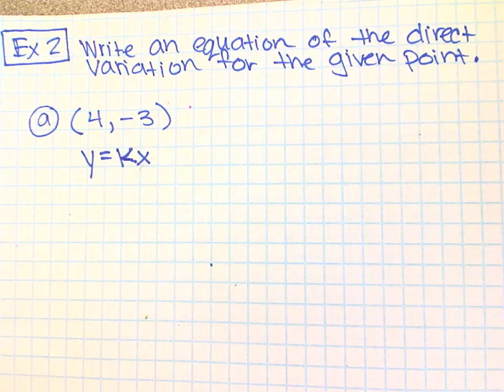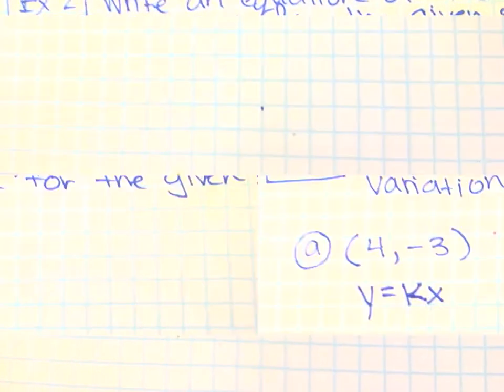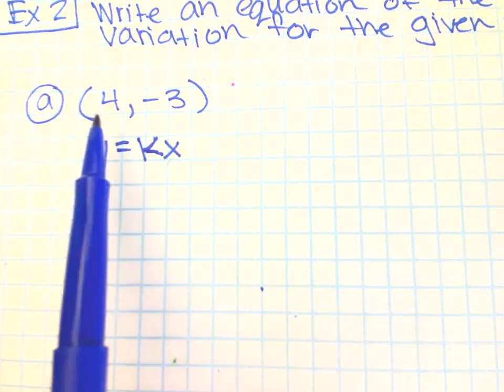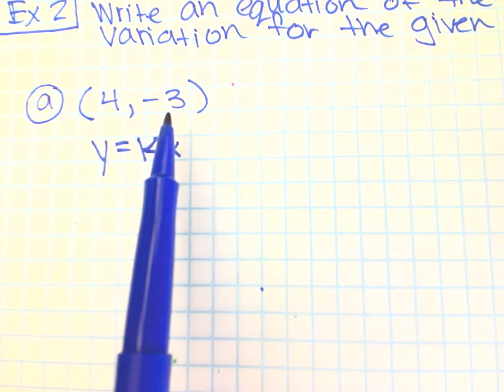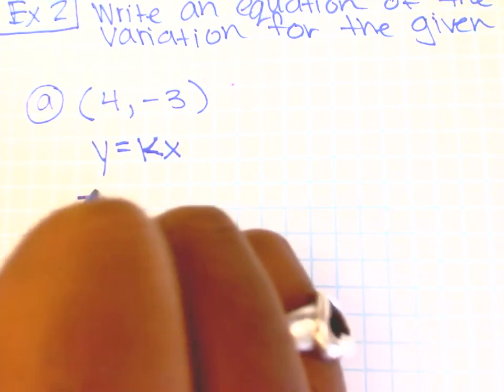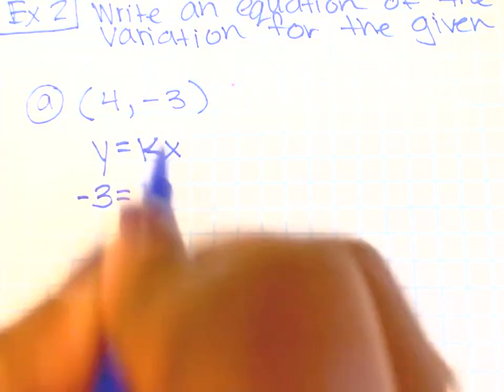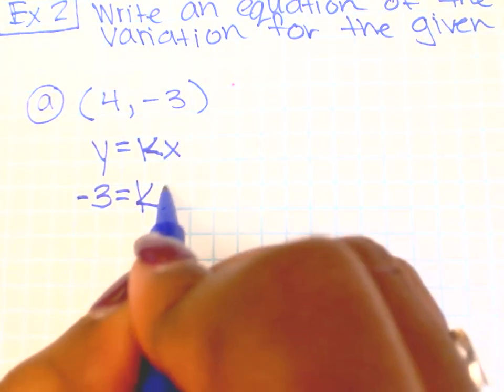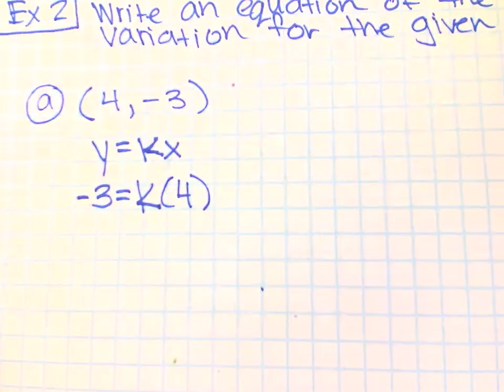All right, so now what you're going to do is plug in the coordinates. So what's my x in my coordinate? 4. What's my y? Negative 3. So I'm going to plug that in. So y, negative 3, equals k, I don't know what k is, times x, which is 4. Makes sense? Just substitute it in.